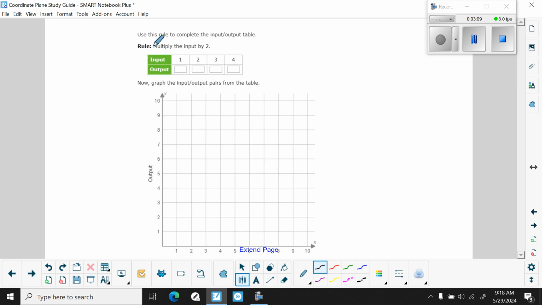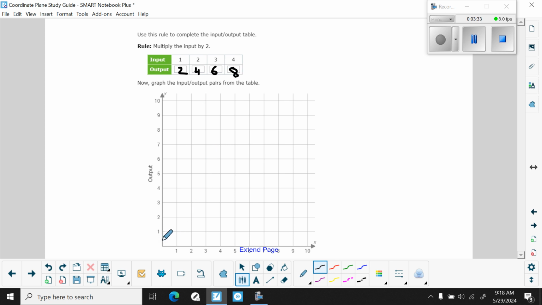All right, this one. Use the rule to complete the input-output table, and then graph it. The rule is multiply the input by 2. So the input is 1. I'm going to multiply by 2. That would be 2. 2, multiply that by 2, you would get 4. 3, multiply that by 2, you get 6. 4, multiply that by 2, and you would get 8.